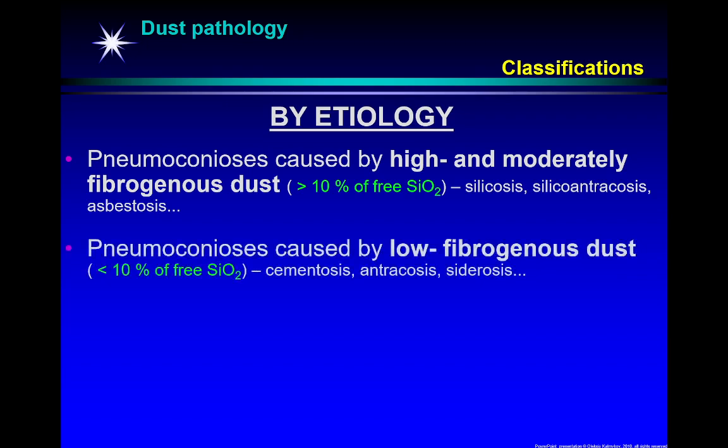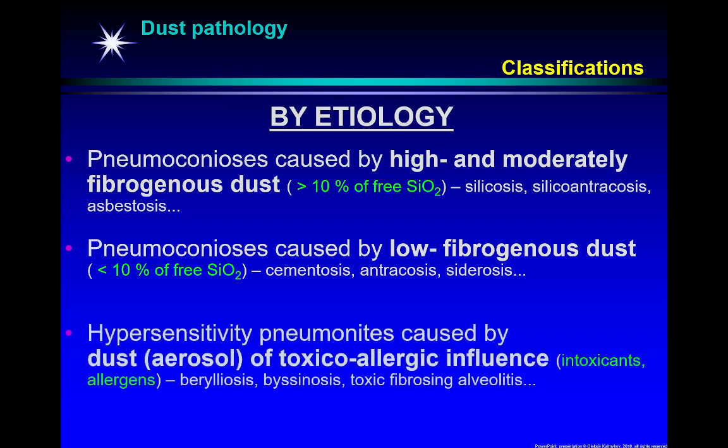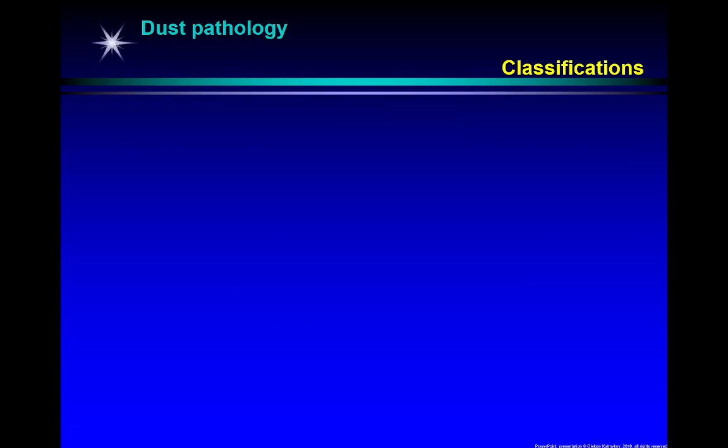There is a special separate group of pneumoconiosis caused by low fibrogenic dust, where there is less than 10% of free silicon dioxide. And the third and final group of this approach to classification is hypersensitivity pneumonitis, or pneumonitis caused by dust of toxic allergic influence, similar to what we have in the previous one, right?